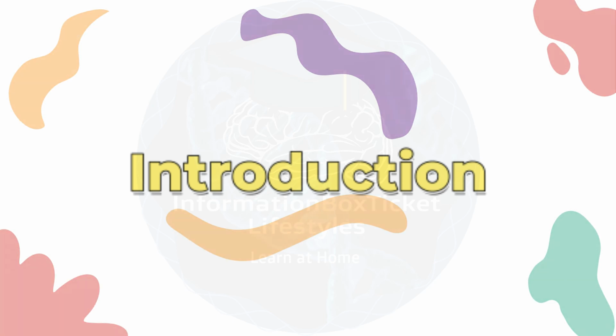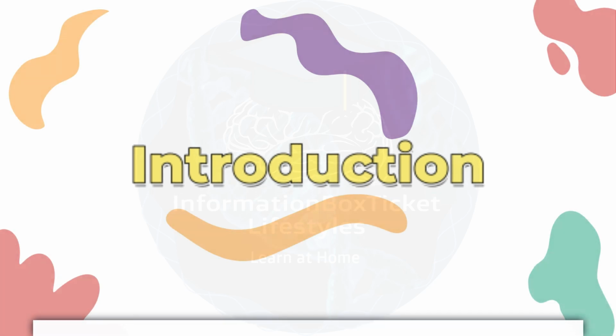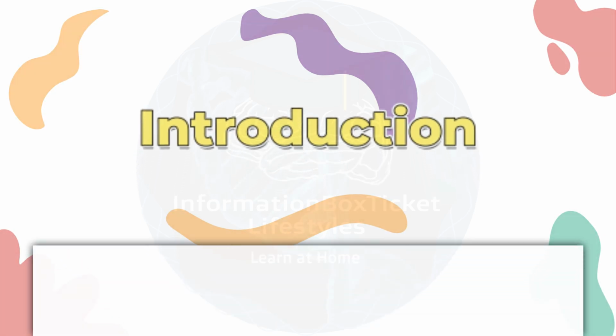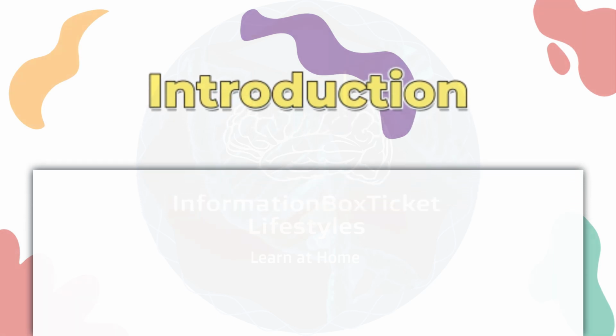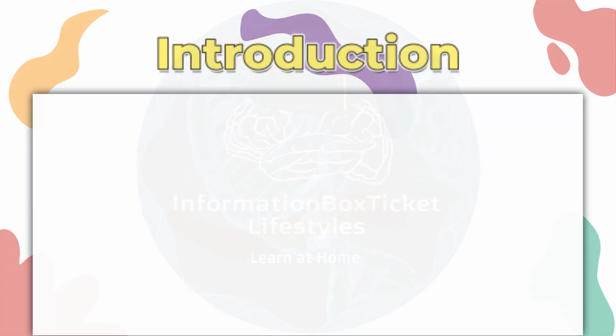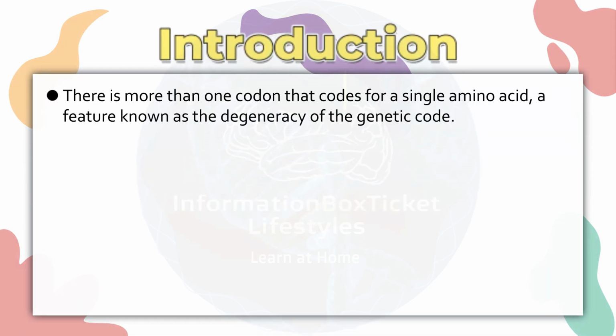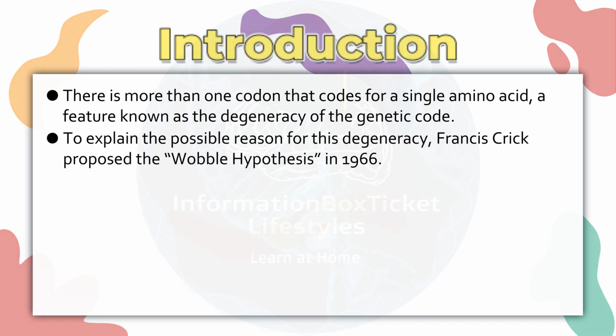Introduction to the Wobble Hypothesis. There is more than one codon that codes for a single amino acid, a feature known as the degeneracy of the genetic code. To explain the possible reason for this degeneracy, Francis Crick proposed the Wobble Hypothesis in 1966.